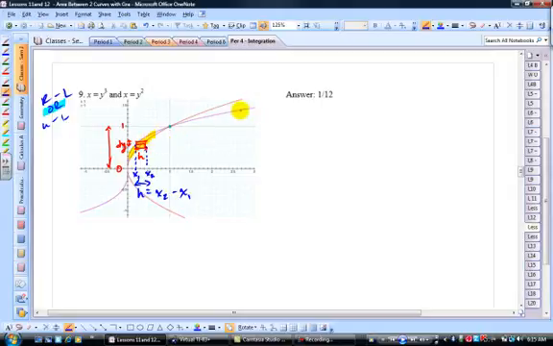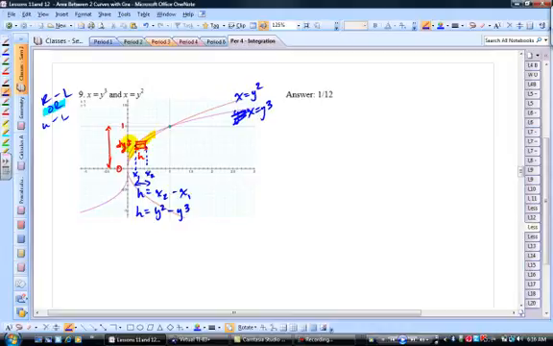So this is my parabola, x equals y squared. And this is my cubic here, x equals y cubed. So I've got x minus x... y squared minus y cubed. So it's my parabola minus my cubic. That's the height of my rectangle.